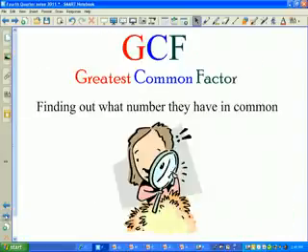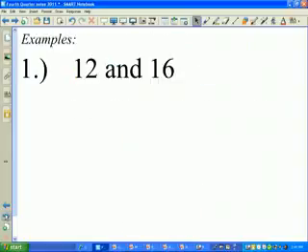But now we're going to go into the greatest common factor, GCF. So what the greatest common factor is, we're basically finding out what number do those factors have in common. So it's almost like looking for a needle in a haystack, hence the picture. So for example, we have 12 and we have 16. So I like to do this by examples.